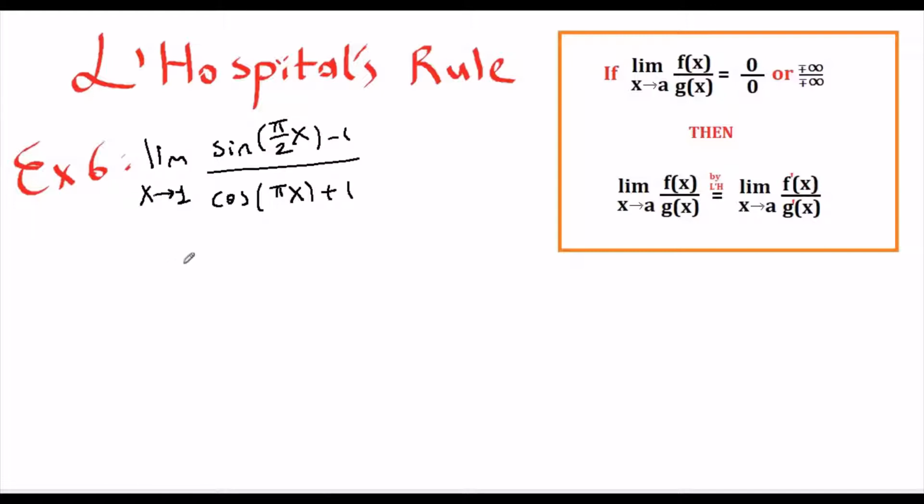Example 6. This time we're going to take the limit of sine of pi over 2 x minus 1 over cosine pi x plus 1 as x is approaching 1. So our first approach is to plug in 1. But before that, let's see the sine and cosine values on the unit circle.